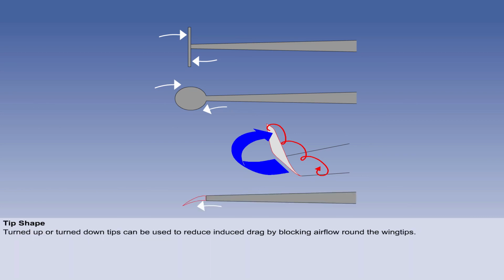Finally, simpler variations of wingtip shape, such as turned up or turned down tips, can be used to reduce induced drag. Vortices are weakened by the blocking of airflow from lower to upper surface round the wingtips.